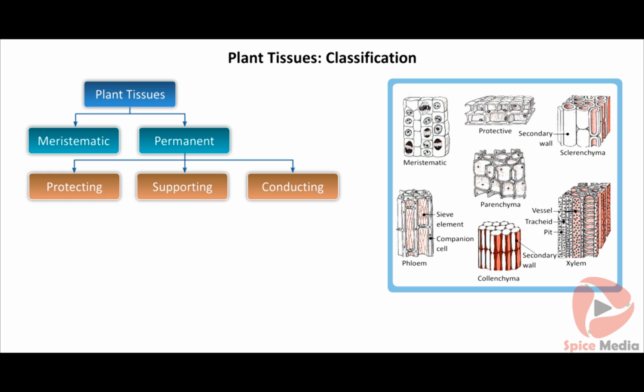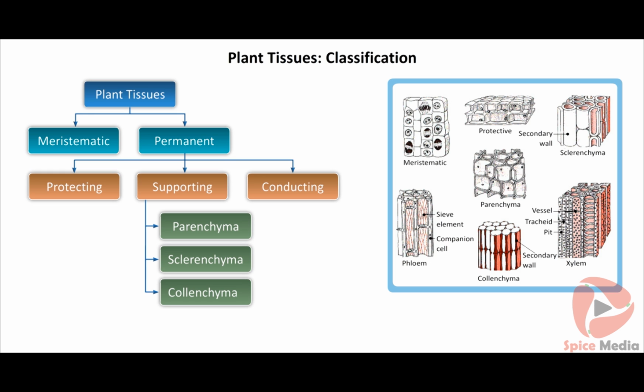Permanent tissues are formed from meristems but have lost the capacity to divide continuously. They become differentiated to form simple and complex tissues. Simple tissues are made of single types of cells and provide protection and support to the plant. There are three types of simple tissues: parenchyma for storage, collenchyma for support, and sclerenchyma for protection. Complex tissues are composed of more than one cell type. Example, xylem, which conducts water and minerals, and phloem that helps in conduction of food materials synthesized in leaf.